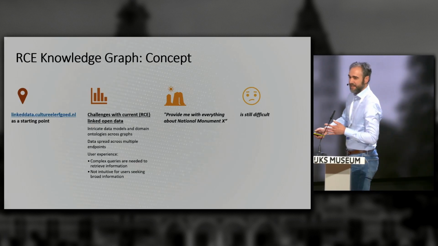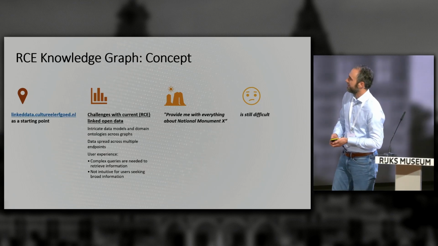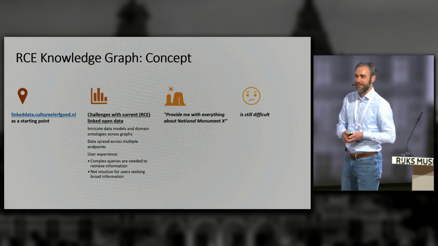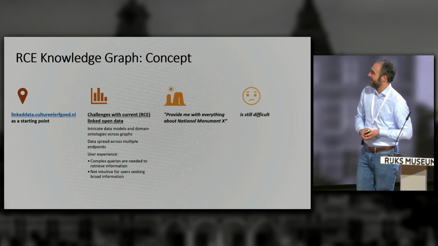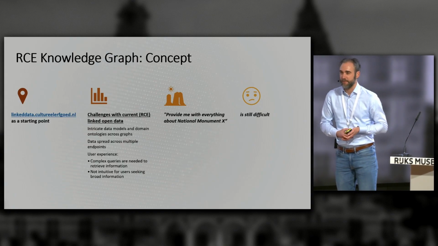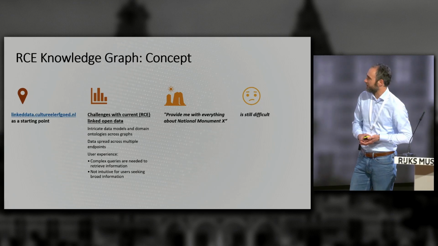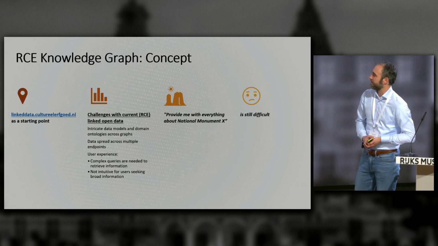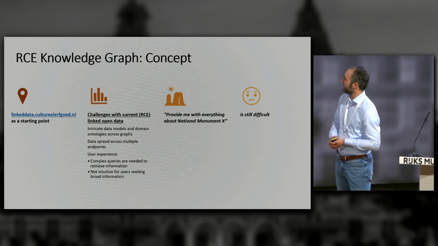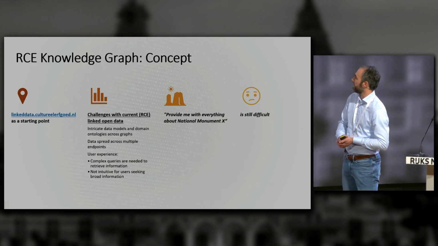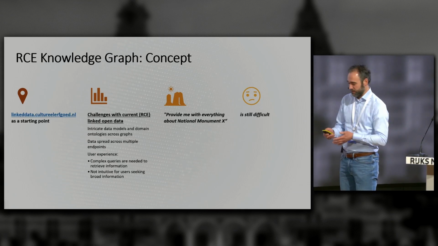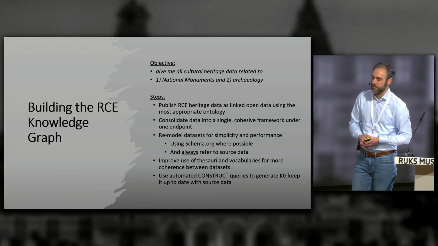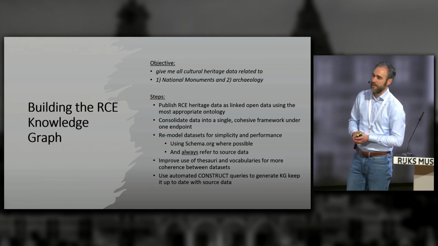So then we thought, that's nice, now we have linked data. Let's query it all at once. It didn't really work, because we have different ontologies, we have our own ontology, and we have it in different graphs, different databases in our application. So if we want to query it, we either get a timeout or we don't know ourselves how to query it. So we still haven't really solved our use case that says provide me with everything about a national monument. Still difficult.